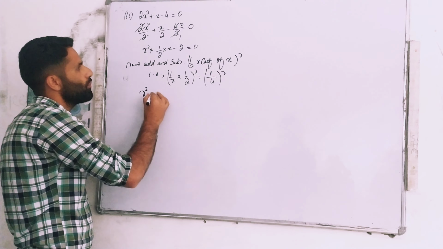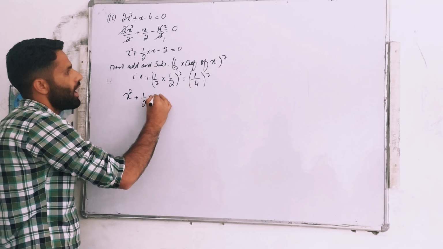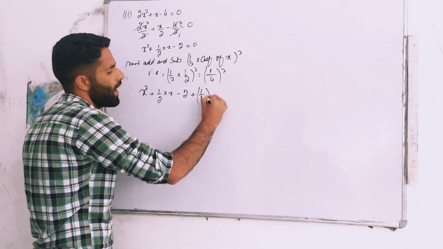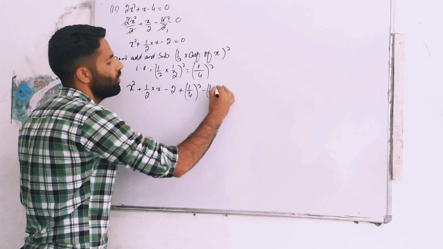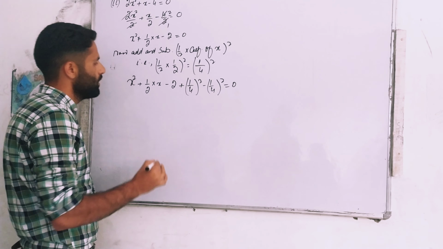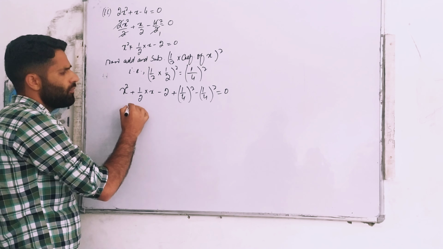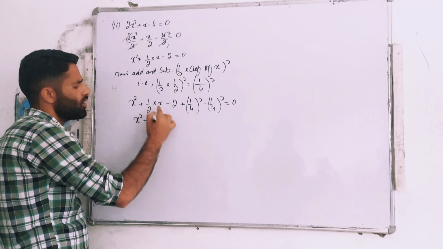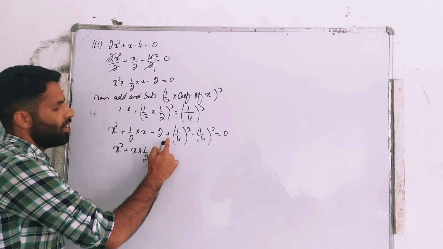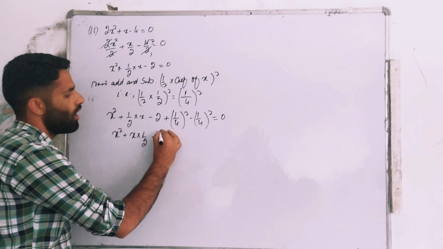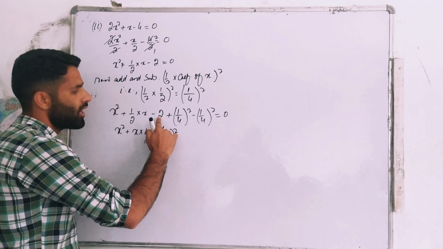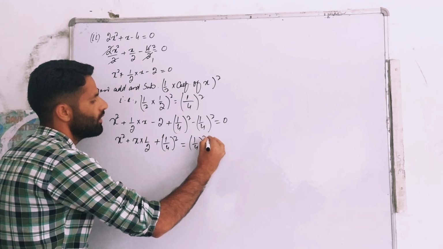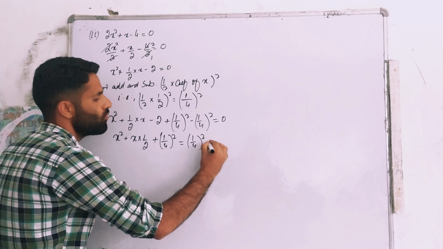That is x square plus 1 by 2 into x minus 2 plus 1 by 4 whole square minus 1 by 4 whole square is equal to 0. We can bring changes here so that the simplification becomes simple. X square, write this x first, x, then after you will write this 1 by 2. Then after you will write 1 by 4 whole square and you will transpose these two terms. It becomes 1 by 4 whole square. This minus 2 will become plus 2.